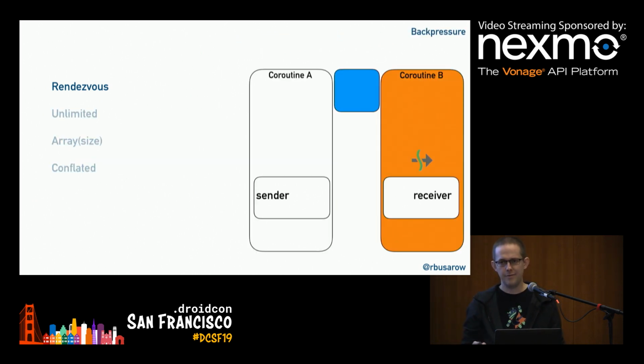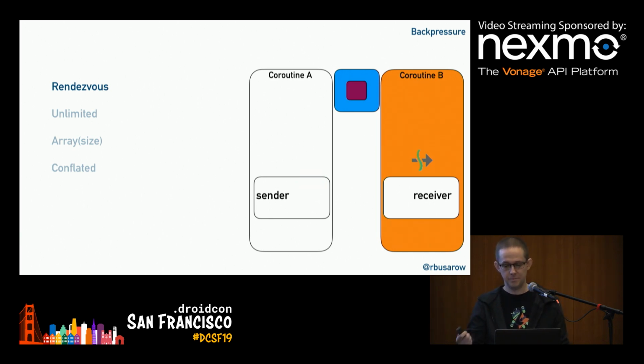With a rendezvous channel, you are not able to send any value until some other coroutine is capable of receiving it at that time. So when we're using a rendezvous channel, as soon as the function begins, that receiver coroutine is going to immediately start suspending, waiting for some value. As the sender then begins to iterate and it gets that value of 1, it knows that it's ready to send that over the channel.